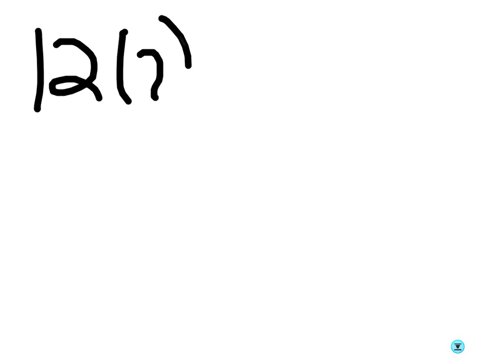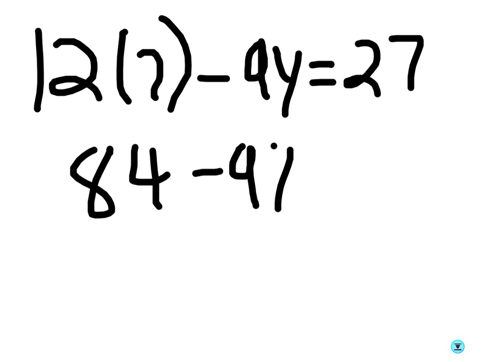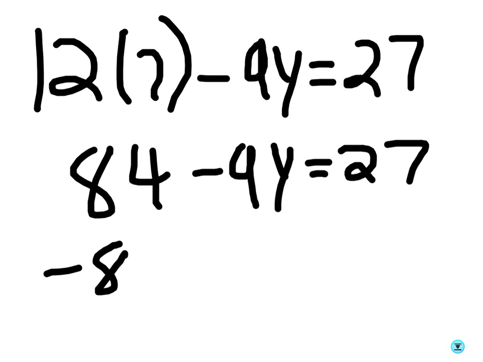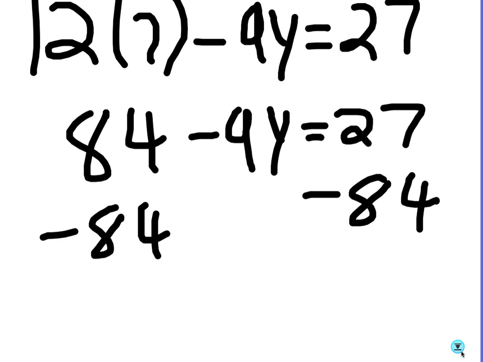So instead of x, I'm plugging in 7. Okay, 12 times 7 is 84. Okay, how would you get y by itself from here? Okay, good. And what's 27 minus 84? Negative 57, right? Because 84 minus 27 would be 57. If you do it the opposite, it's going to be negative. So you get negative 9y equals negative 57.